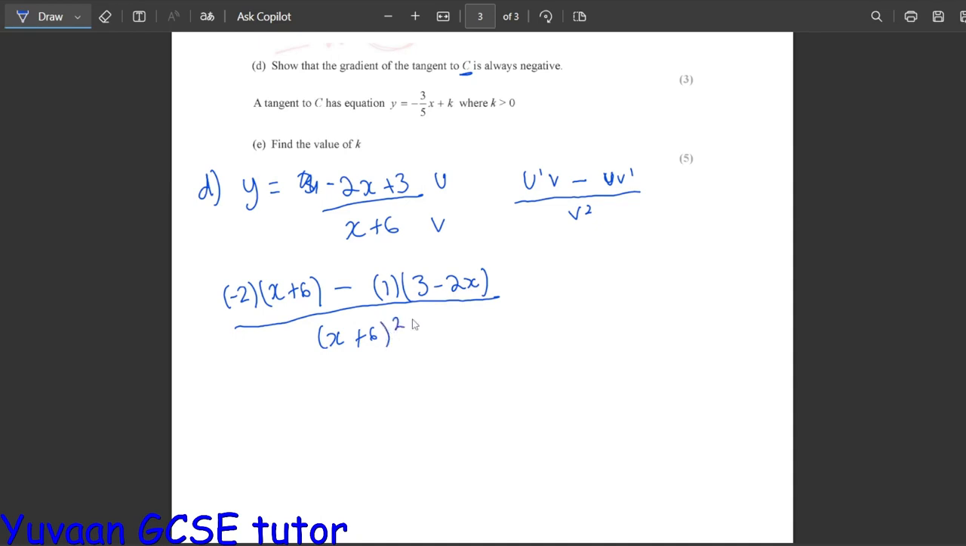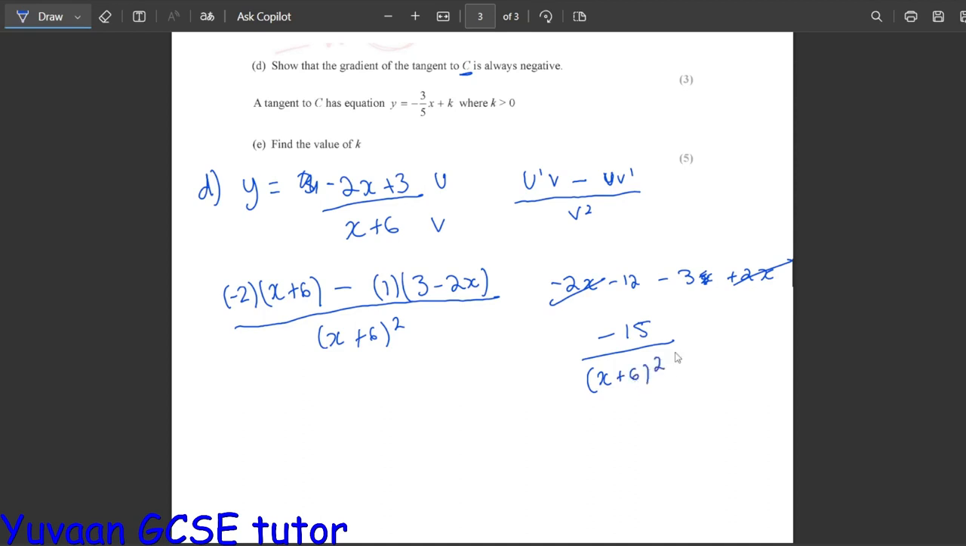So guys, if we simplify this out, expand the brackets, we get minus 2x minus 12 minus 3 plus 2x. Sorry guys, sorry. So these two obviously cancel, so you get minus 15 over x plus 6 squared.